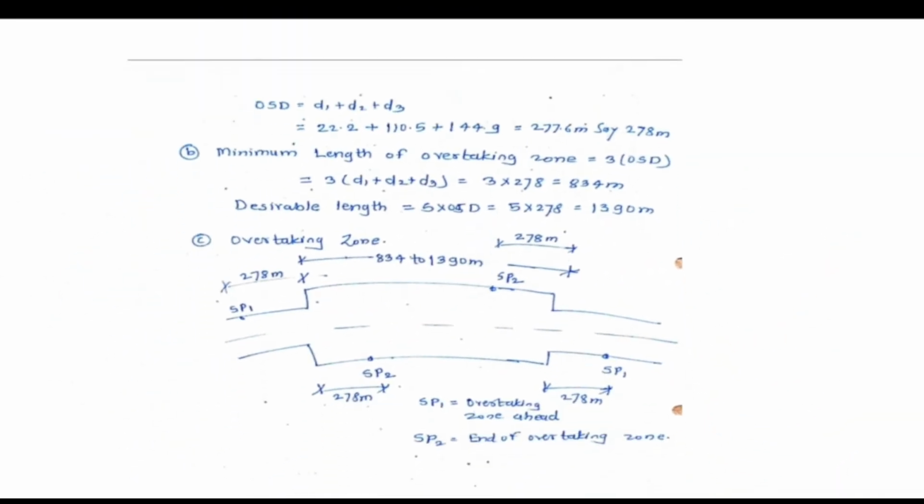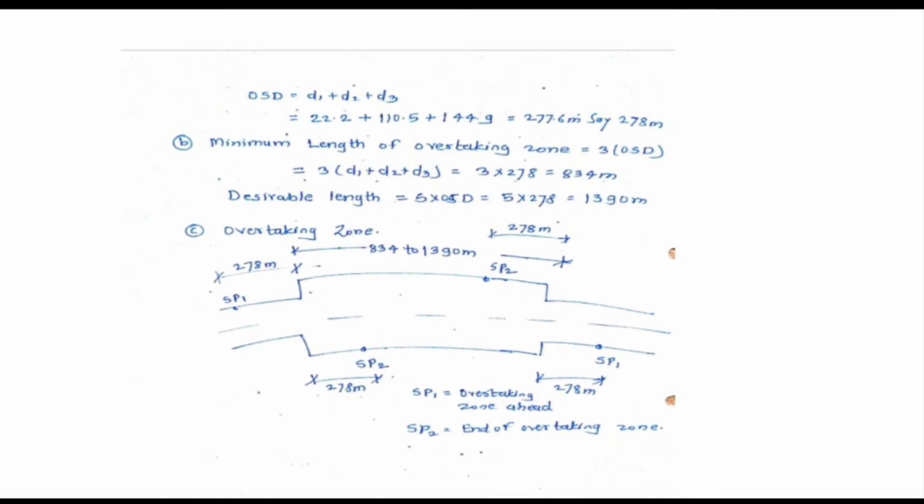Now the overtaking sight distance equals the addition of the distances d1 plus d2 plus d3. So adding all the values of d1, d2 and d3, we get the overtaking sight distance as 277.6 meters, approximately equal to 278 meters.